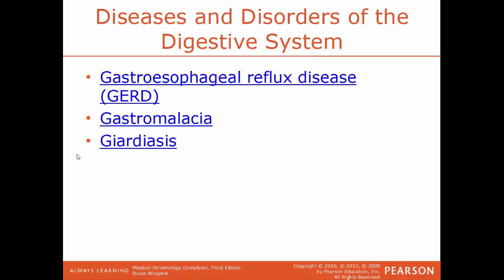And our last term here, giardiasis. This is a reference to an infection of the intestines by a particular type of protozoan, and that infection will lead to diarrhea and abdominal cramps and bloating. It's usually found in areas that have very poor sanitation or unsafe water.